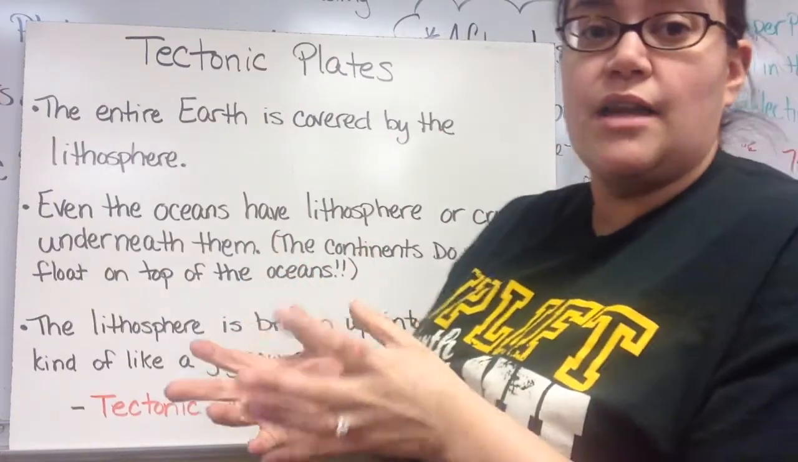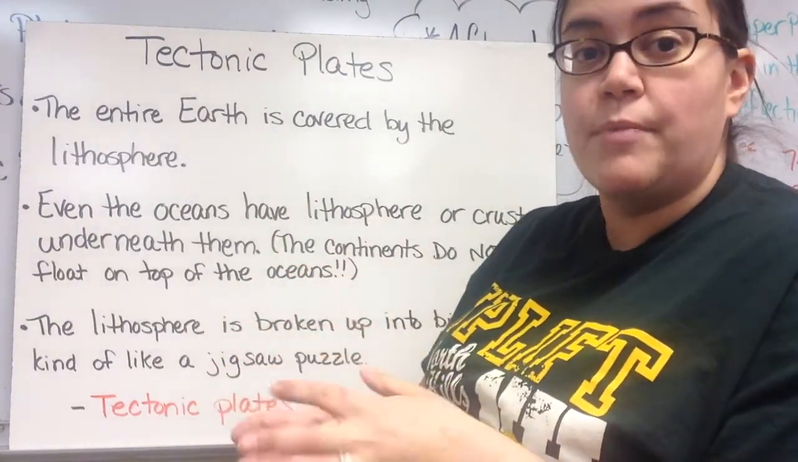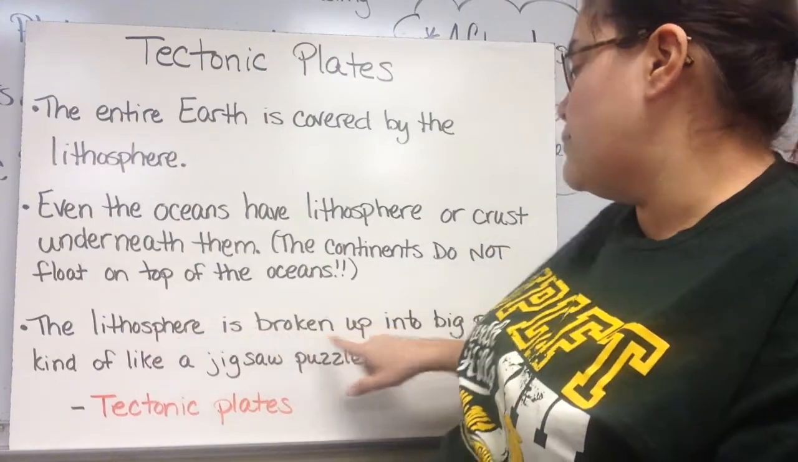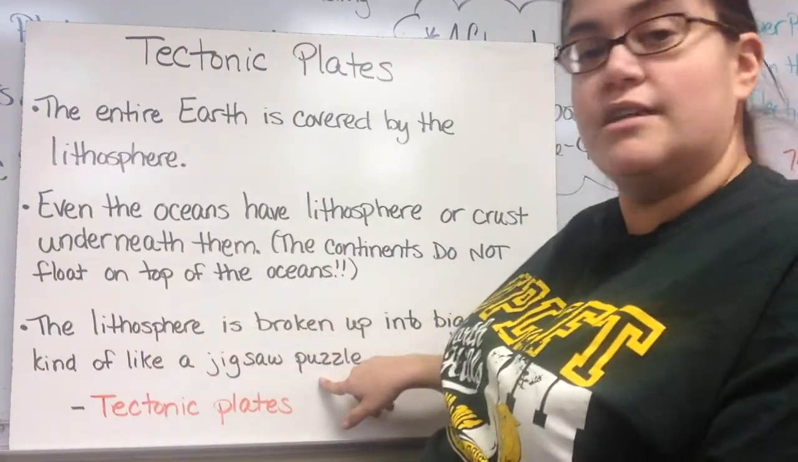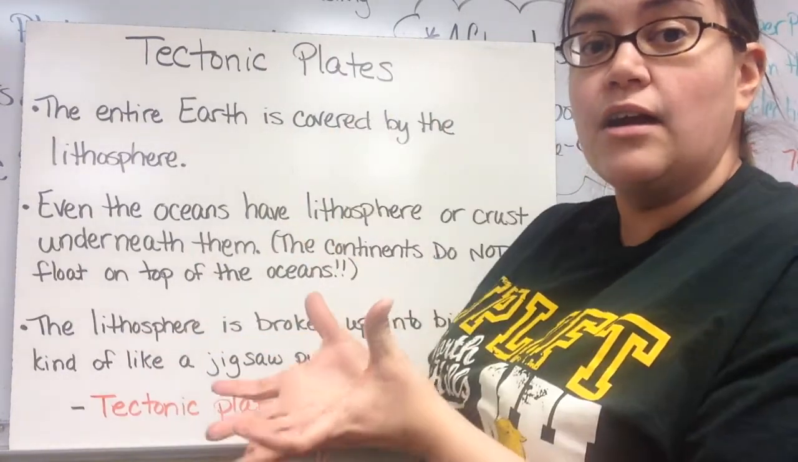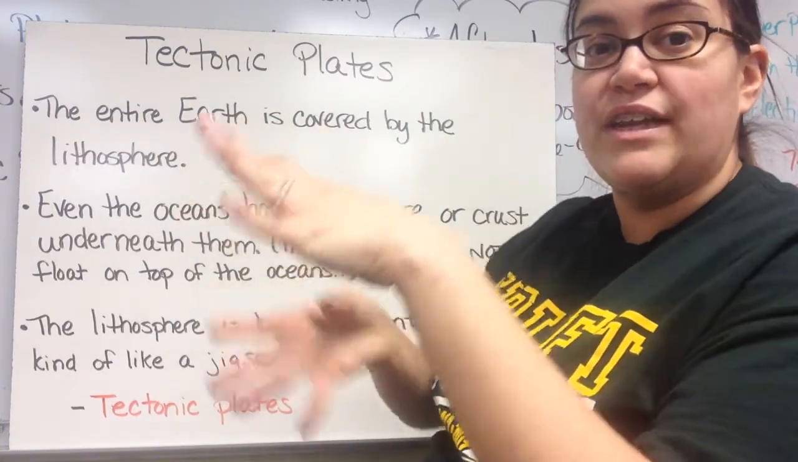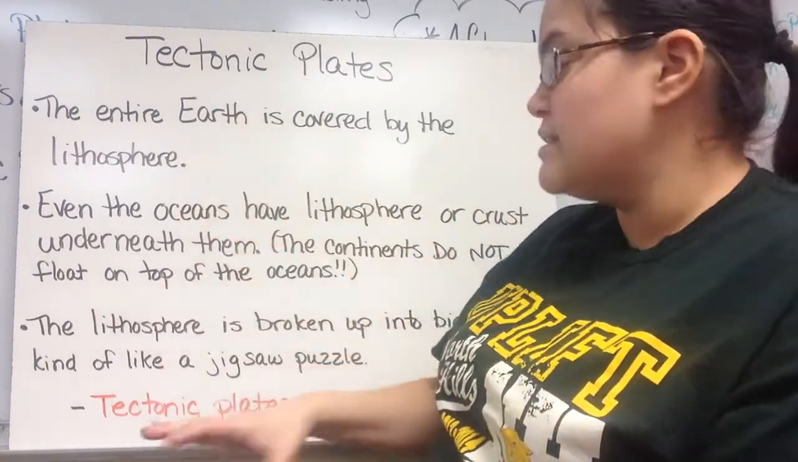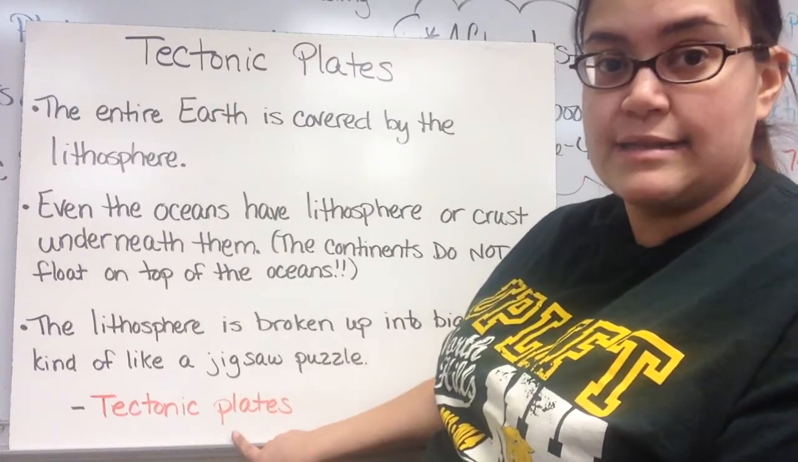But this lithosphere is not perfect. It is broken up into big chunks. It's broken up into big pieces, kind of like a jigsaw puzzle. So it covers the entire Earth, but there are these big pieces that fit together to cover the surface. And these are called tectonic plates.